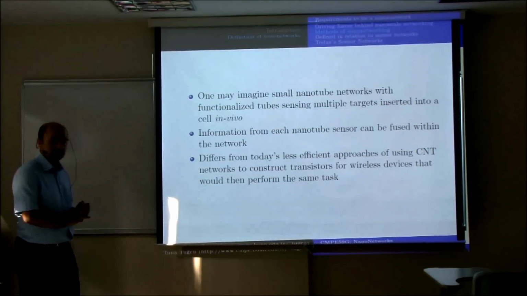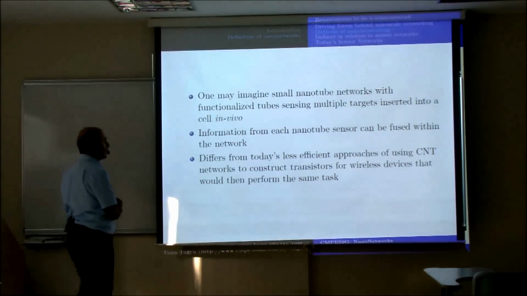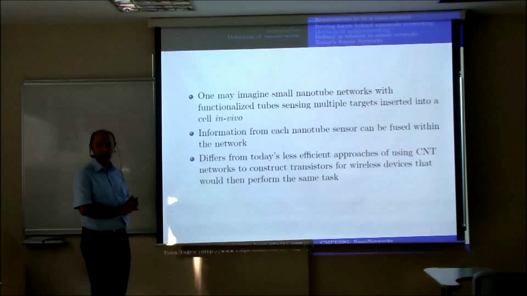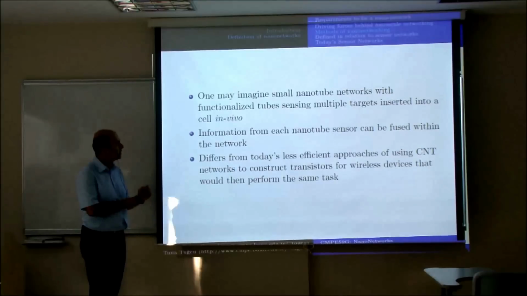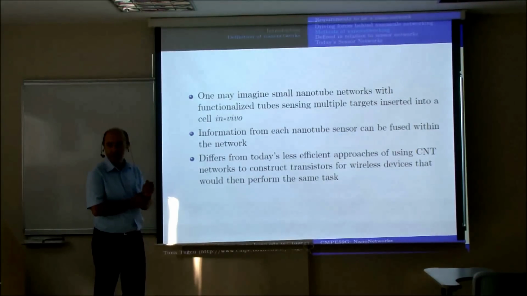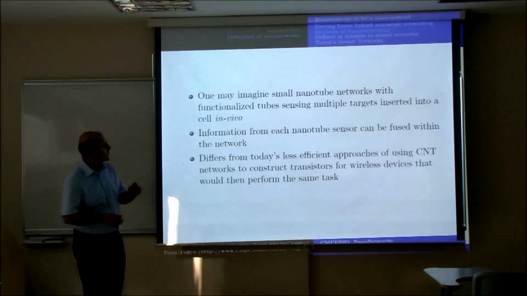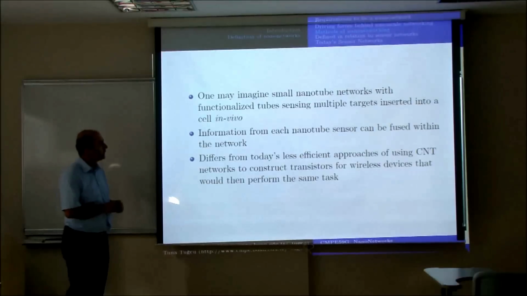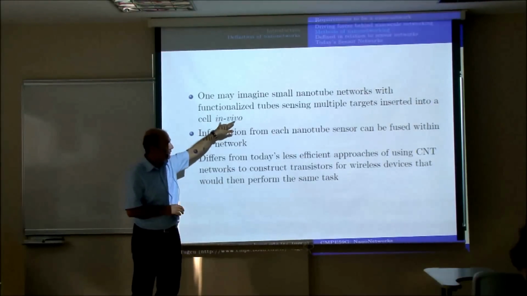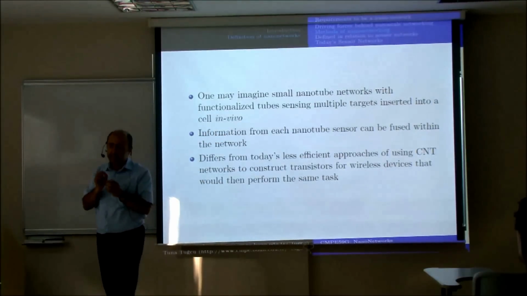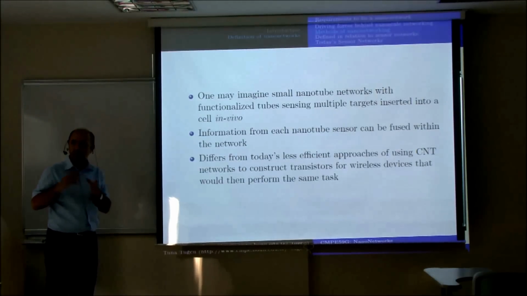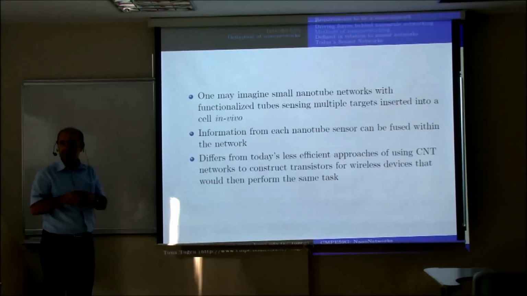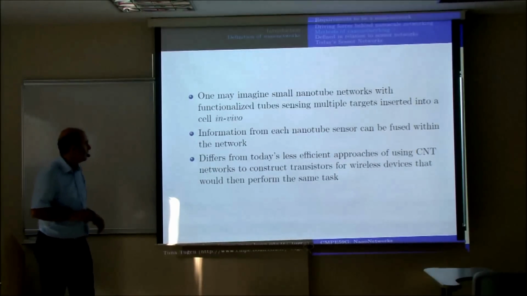One way to imagine small nanotube networks with functionalized nanotubes sensing multiple targets is inserted into a cell in vivo. By in vivo, we mean inside living organisms. In vitro is outside a living organism, just in the lab environment on a plate.